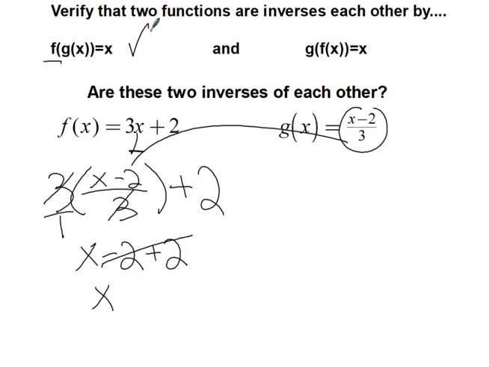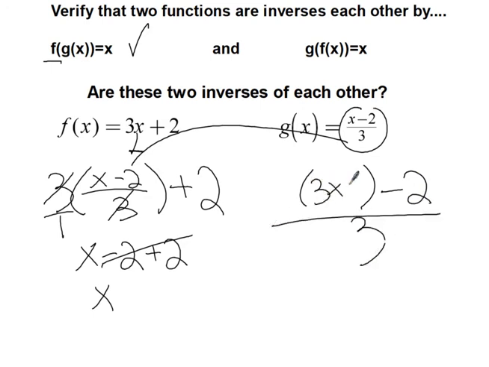The other way is to start off with g. So leave out the x. The minus 2 is still there, and everything is divisible by 3. I'm going to put in the 3x plus 2. So now when I simplify the numerator, the plus 2 and minus 2 become 0. I'm left with 3x over 3. The 3's cancel out. I'm left with x there as well. There's the second piece. I've now verified that function f and function g are inverses.